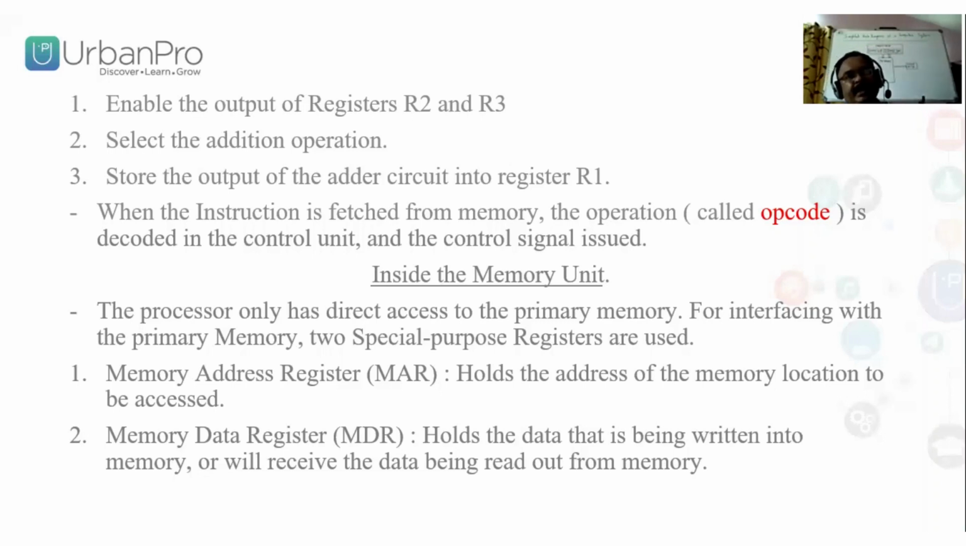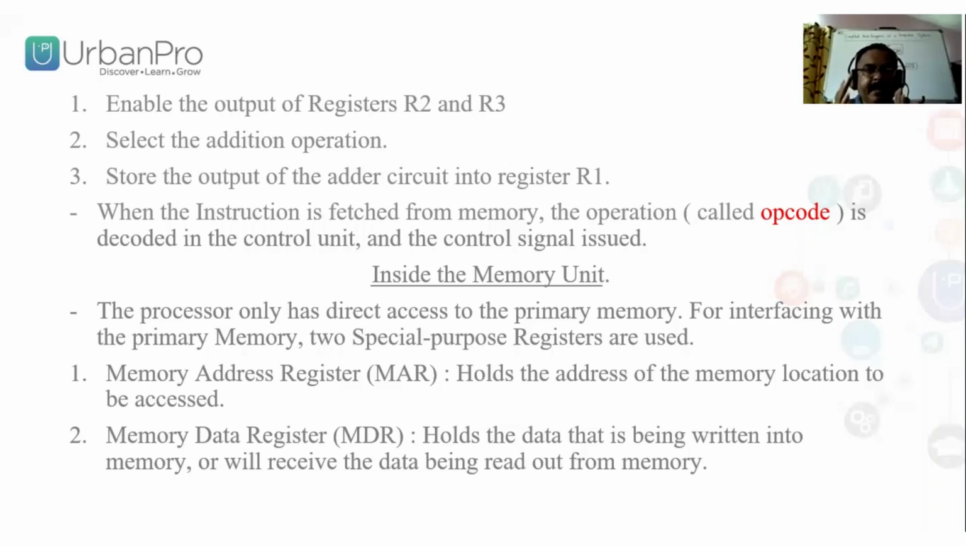So when we convert this decimal value, 1023, into binary, we will get a value. That is 2 raised to 10. So 10 bits are required. 2 raised to 10 is 1024. So 10 bits are required for addressing the memory.